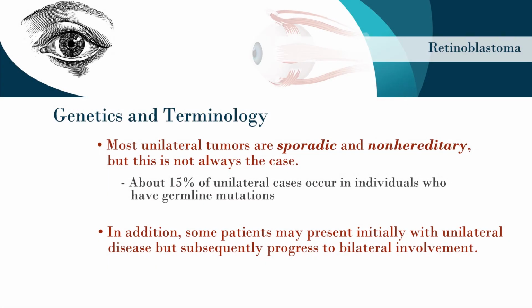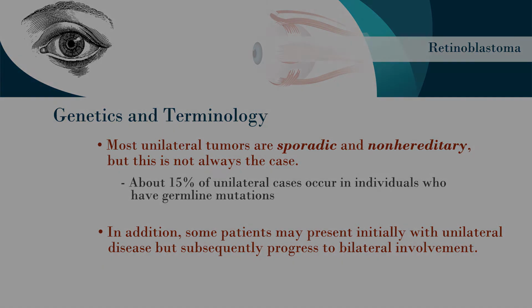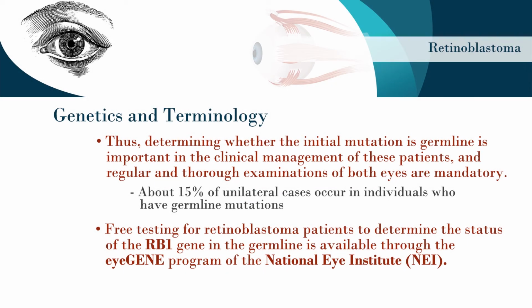Most unilateral tumors are sporadic and non-hereditary, but this is not always the case. About 15% of unilateral cases occur in individuals who have germline mutations. In addition, some patients may present initially with unilateral disease but subsequently progress to bilateral involvement. Thus, determining whether the initial mutation is germline is important in the clinical management of these patients, and regular and thorough examination of both eyes is mandatory.